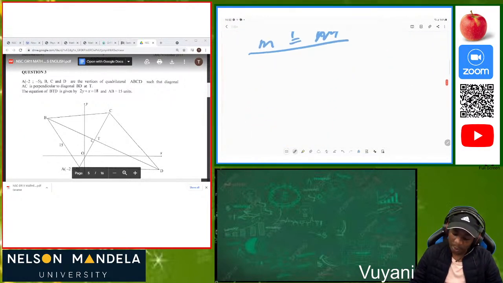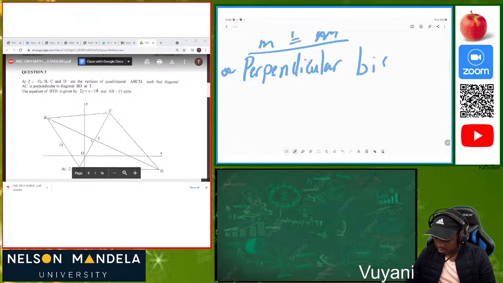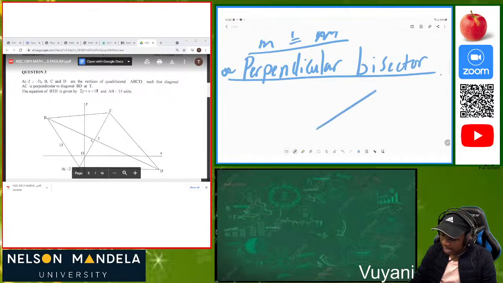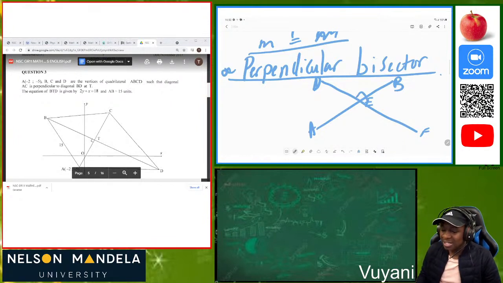Now, from that, I want to come to what we call the perpendicular. Next week we'll be doing Euclidean geometry. I think you're going to get familiar with that name, perpendicular bisector. So for instance, this is our line AB. Then there's this line which is, let's say, D, E, F. It makes 90 degrees. Sorry, that's our perpendicular bisector.